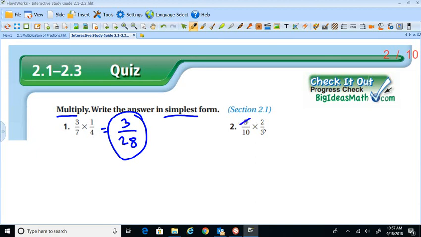Here, we can cross simplify. They each have a common factor of 3. Divide by 3, divide by 3. And this diagonal, divide by 2, divide by 2, which leaves us with 3 times 1, 3, and 5 times 1, 5. 3/5.